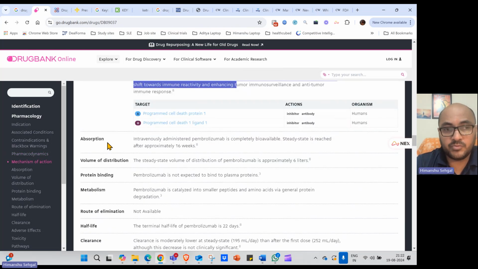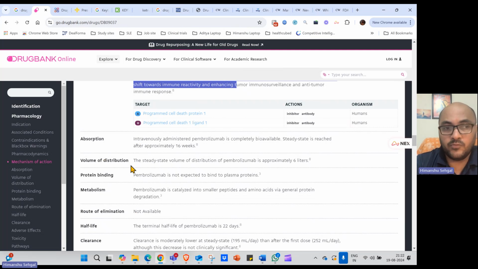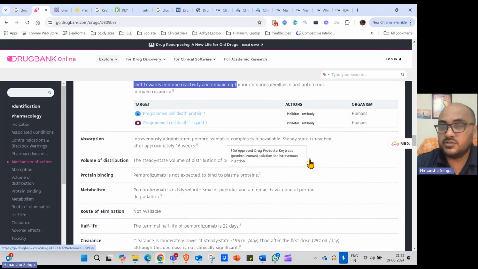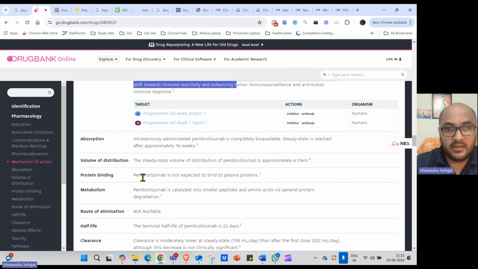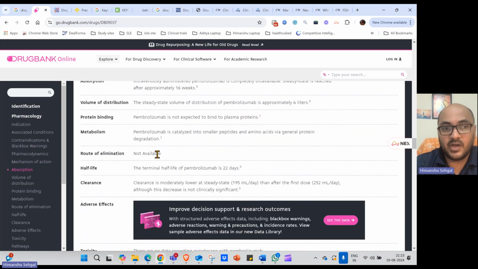It's about the absorption. Here it is intravenous, so you get to understand what is the route of administration. Okay. Volume of distribution. The steady state volume of distribution of pembrolizumab is approximately 6 liters. Here is the reference to that. Okay. Now protein binding. Does it bind or not bind to the plasma protein? It does not bind. About the metabolism, route of elimination, half-life.